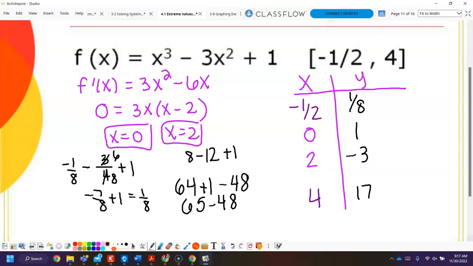So if you were to leave here and go check somewhere else, or you look in our textbook, it's called the candidates test, because these are all candidates of potential absolutes.